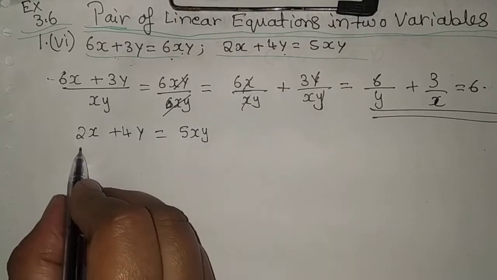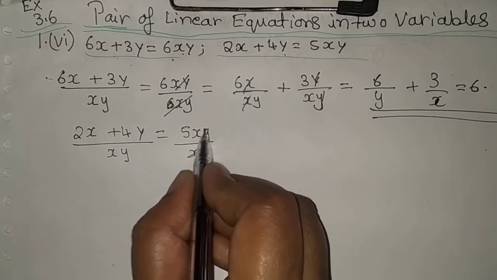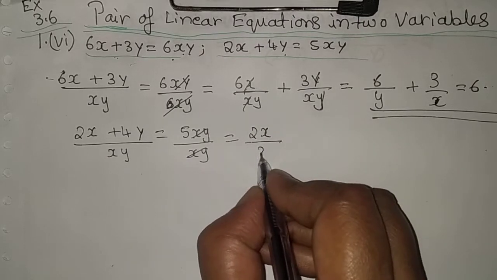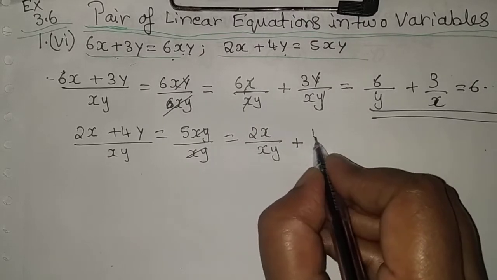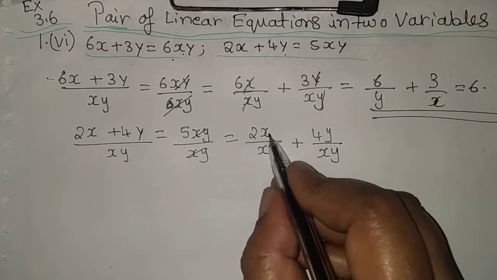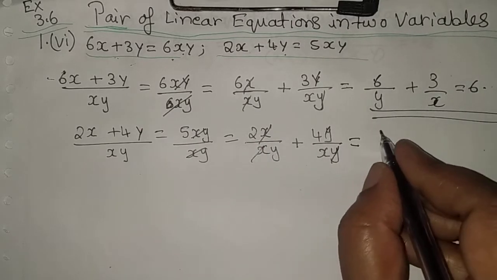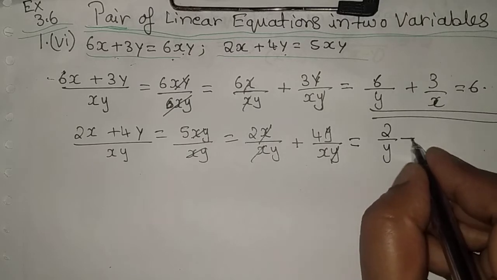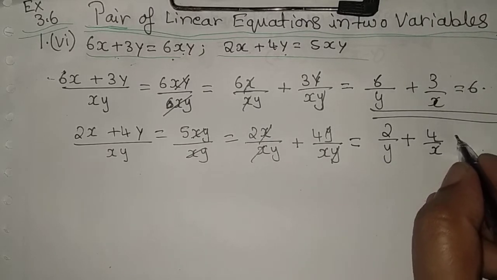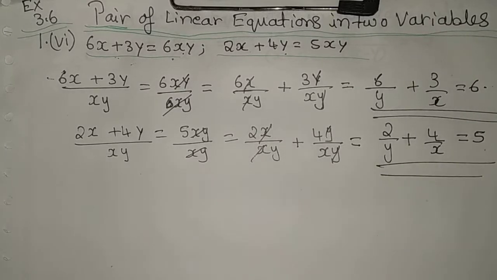This also, same thing, divide by xy. So dividing by xy means these two cancel. So split this: 2x by xy plus 4y by xy. Now x cancels, y cancels. We can write as 2 by y plus 4 by x is equal to how much? Is equal to 5 is the answer. So this is the second equation.